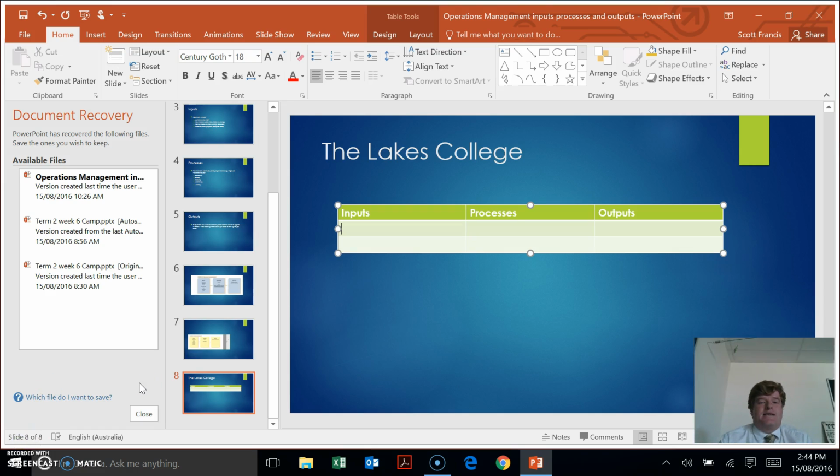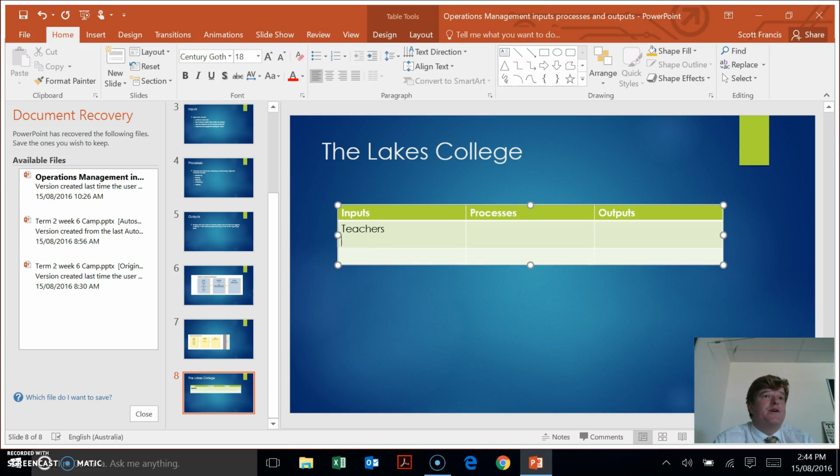Okay, here's a task. We're going to think about this for the Lakes College and put together what the inputs, processes and outputs are. Who's got some idea, just one at a time? What are some ideas on some of the inputs? Aidan? I think teachers are important inputs. Okay, that's a good start. Very good start. What other inputs have you got, Lewis?